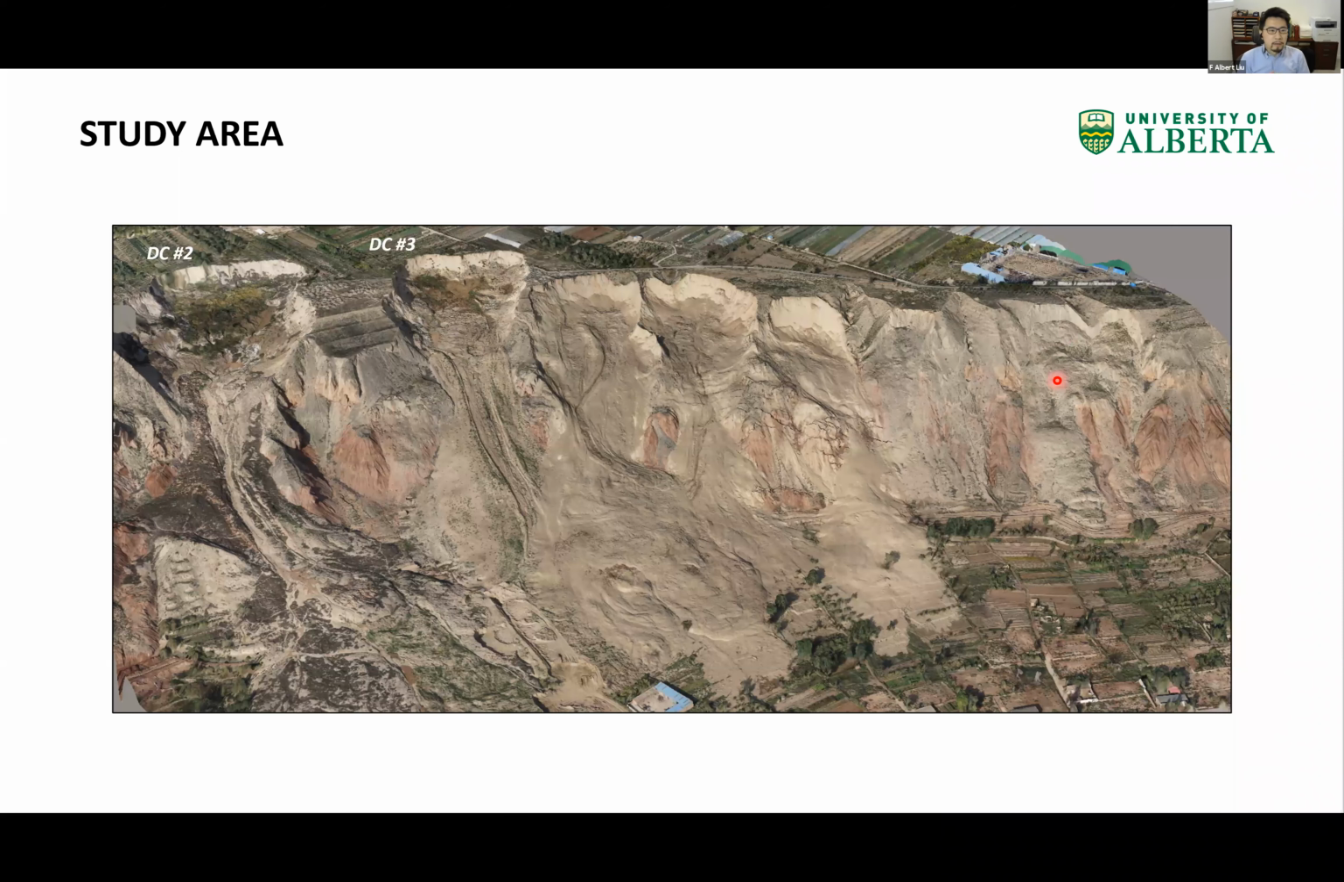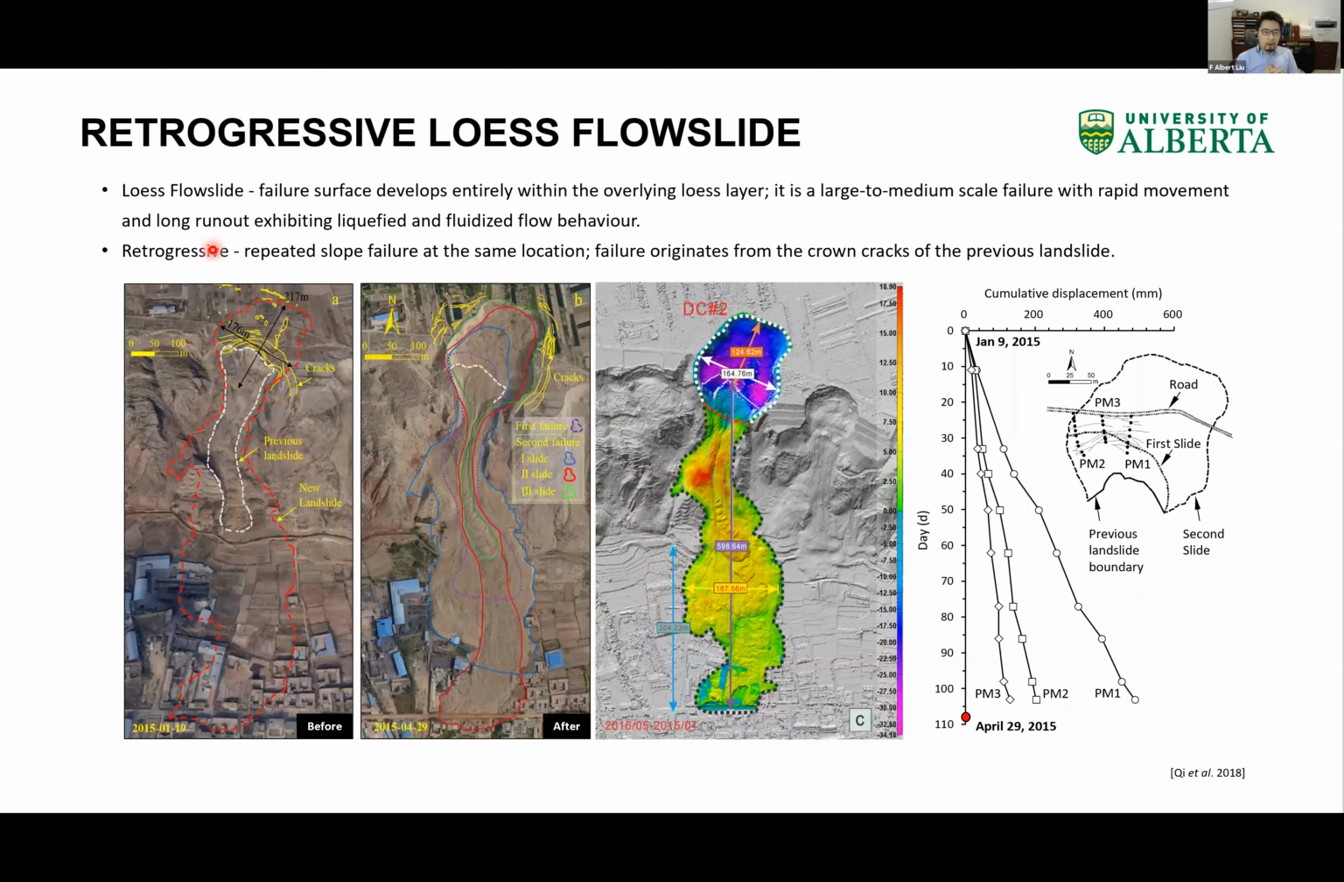So here's just a zoom-in look of the landslides in section 2. What we're going to be focusing on in this talk today are the DC number 2 and DC number 3 flow slides. And here, moving on, I want to show you a little bit of before and after of the flow slides for the DC number 2 landslide.